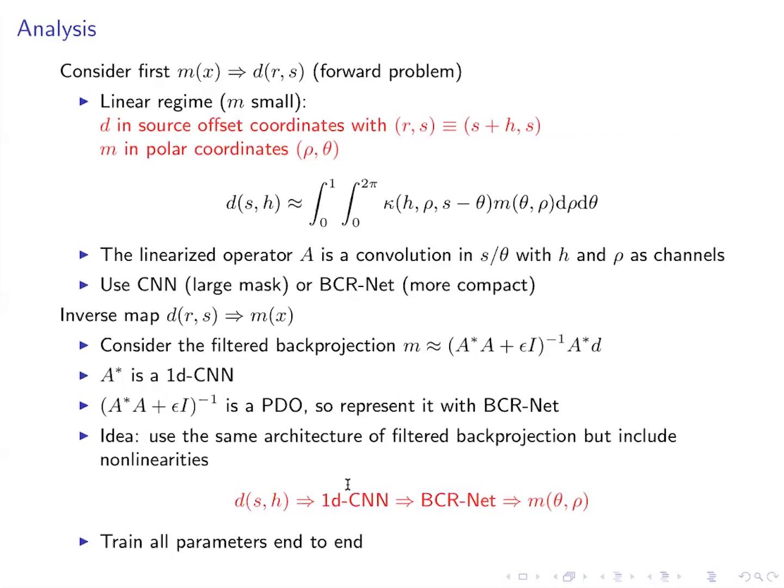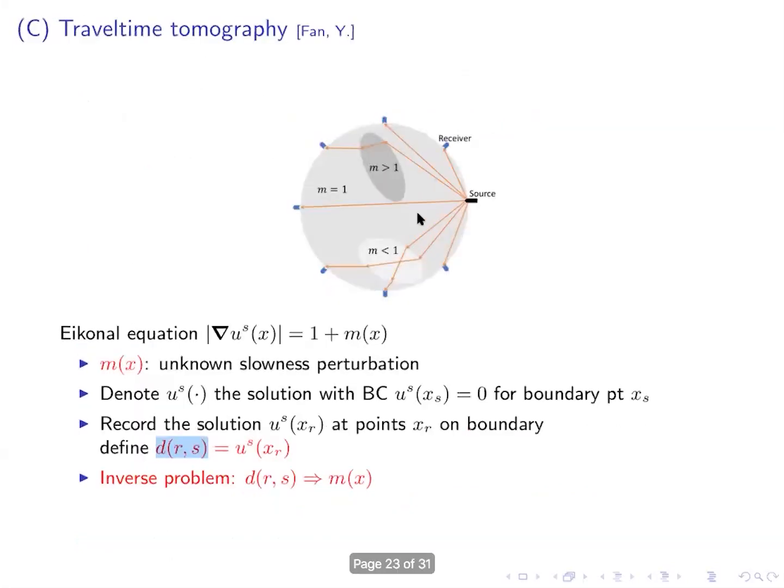So in fact, if you consider the media D, but not in the source-receiver coordinate, but in the source and source plus offset, where H is the offset, meaning how much angle you sweep from S to R. And you consider the media M not in the usual XY coordinates, but in the so-called polar coordinates. Here we consider a simple setting, where the domain is a circle.